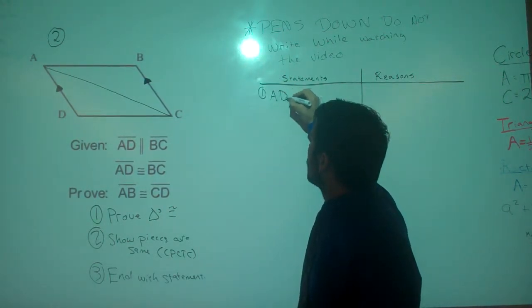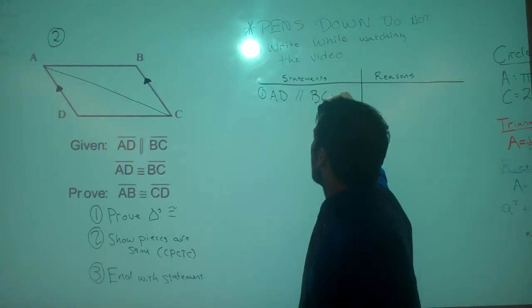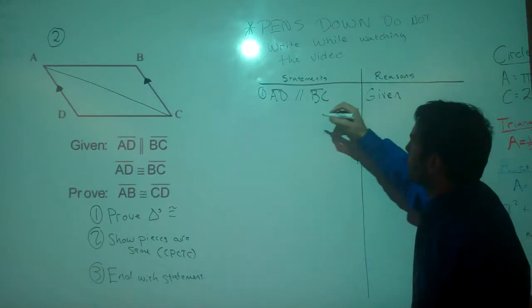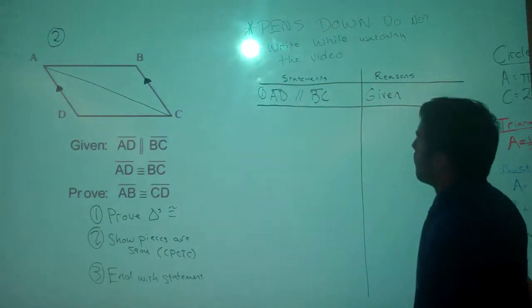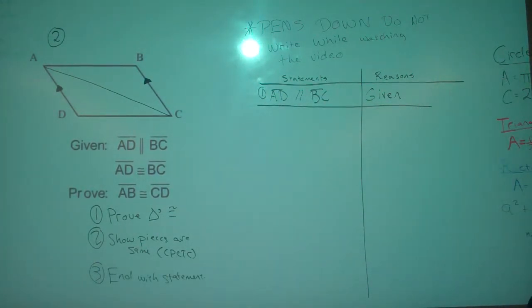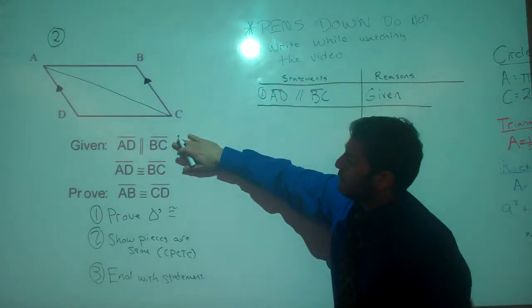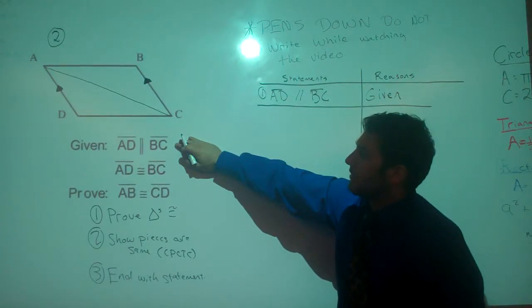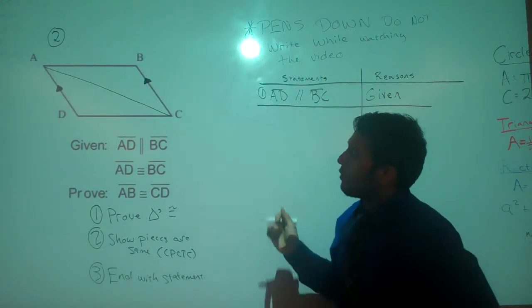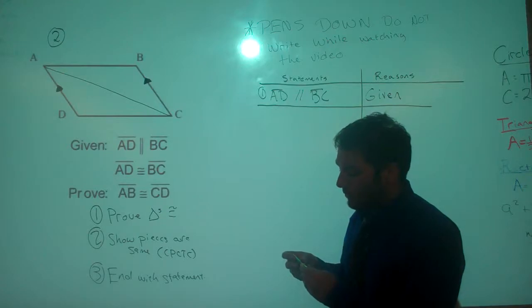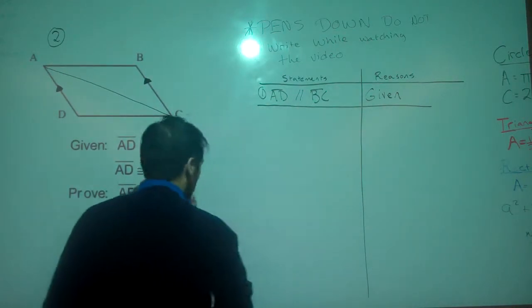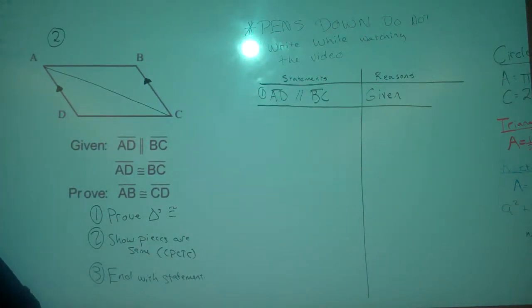So the first thing I know is that AD is parallel to BC. And that was given to me. What I should do from there, if I'm given a statement that does not say pieces are the same, I should be asking myself which pieces can I say are the same because of this. With parallel lines, I should always be looking for some set of angles. Those would either be alternate interior, alternate exterior, corresponding, something of that nature.